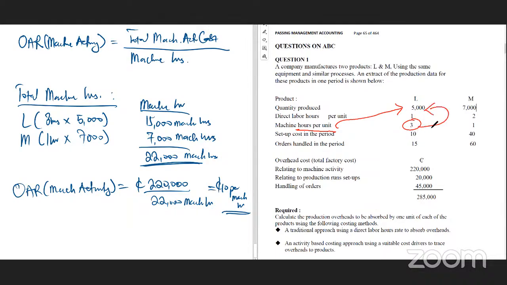Is it not 5,000? Do you get it? Yes. So how many units? Is it not 7,000? So 1 hour by 7,000, 3 hours by 5,000. The same we did for the labor hours. You see, multiply this by 5,000, multiply this by 2,000 to get a total.